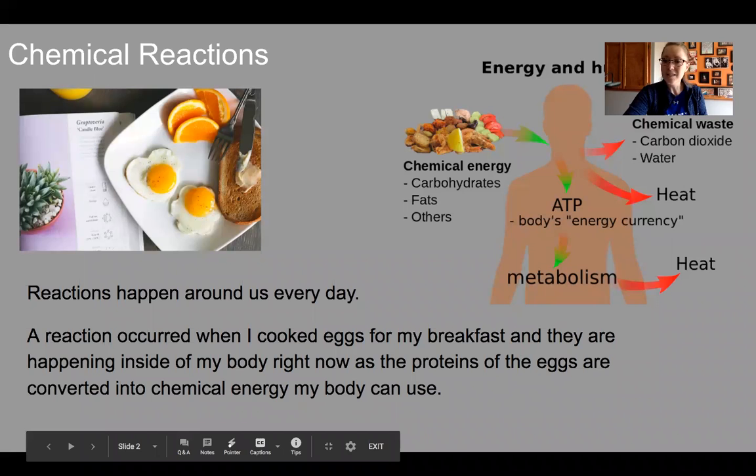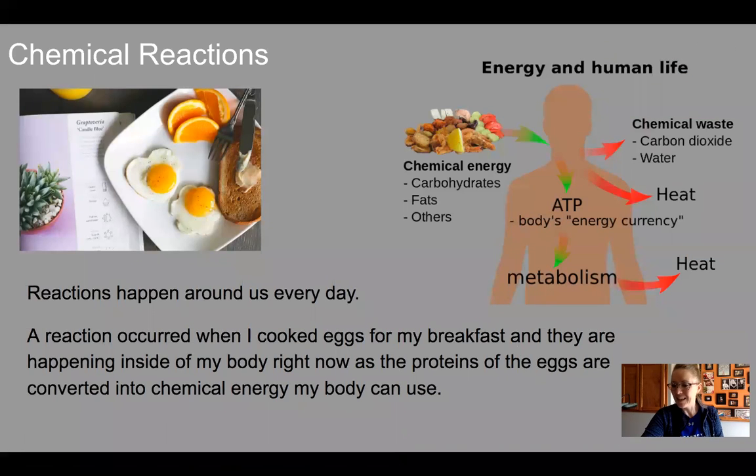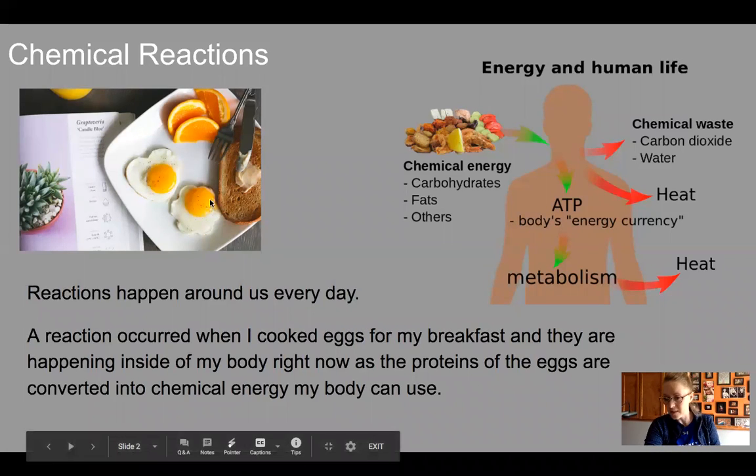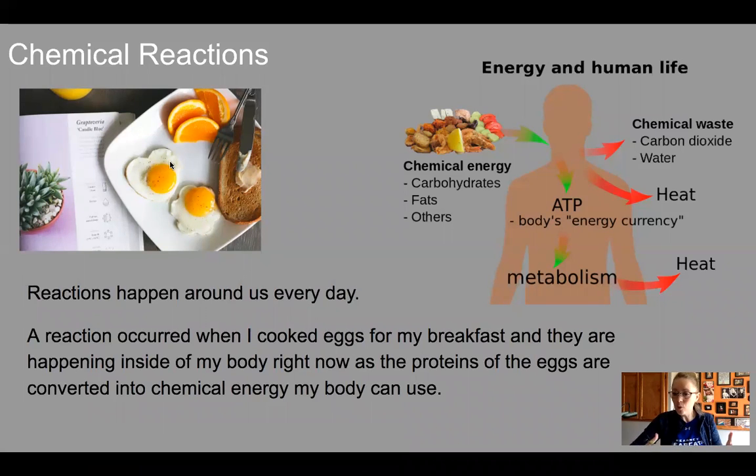So chemical reactions in chemistry can be intimidating because they use compounds and formulas of things we're not familiar with. So I just wanted to remind you that chemical reactions happen around us every day. A reaction occurs when you're cooking. So this morning I made some eggs and a reaction occurred when I cooked those eggs for my breakfast. Didn't look quite this yummy, but you know, it was eggs. And inside of my body, while I'm working right now, those proteins in those eggs are being broken down and they're being converted into chemical energy that my body can use.